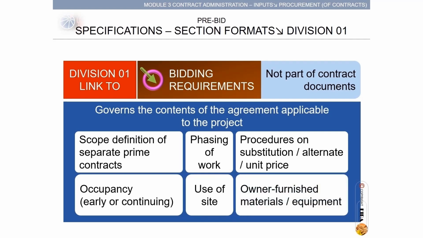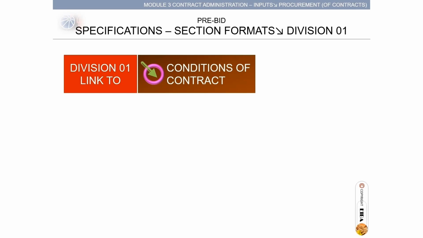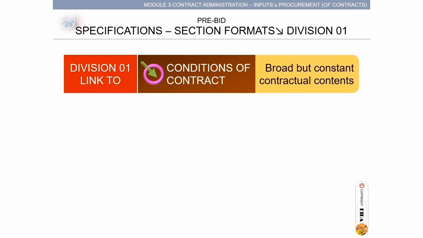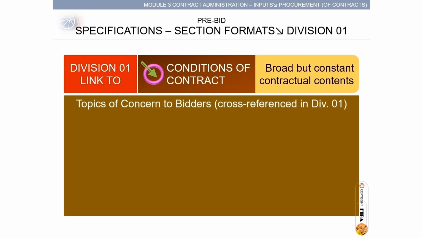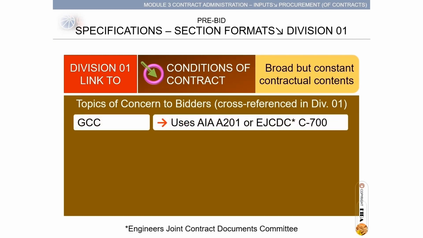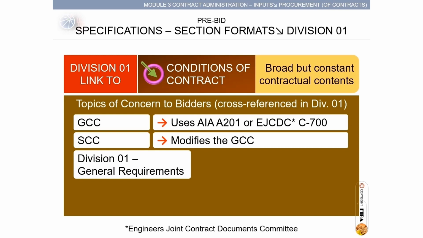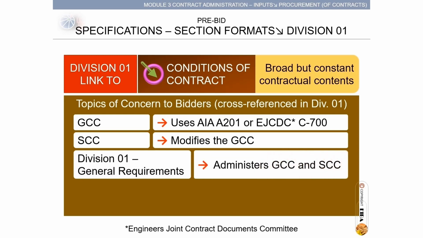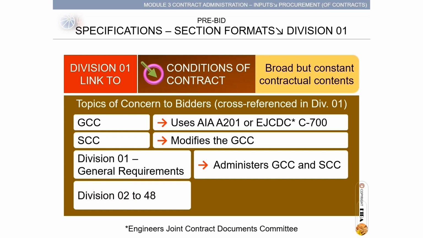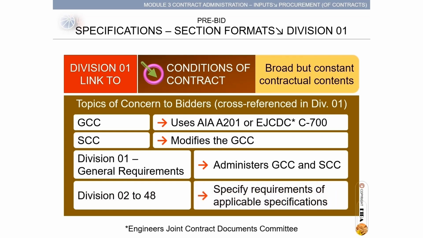How these are managed. Another would be Division 01 linked to conditions of contract. Broad but contractual contents; it is always the case in contracting. The topics of concern to bidders, which are cross-referenced in Division 01, such as the GCC, use AIA A201 or AGC ConsensusDocs 700. The SCC modifies the GCC. Division 01 General Requirements administers the GCC and SCC. Divisions 02 to 48 specify requirements of applicable specifications, meaning those that are to be used for the project.